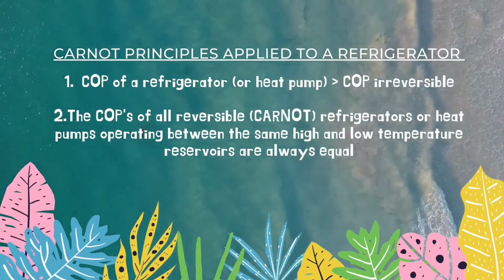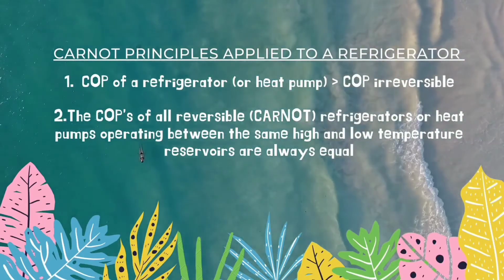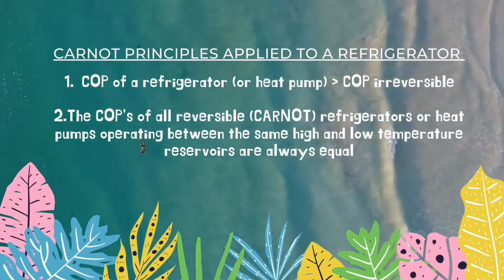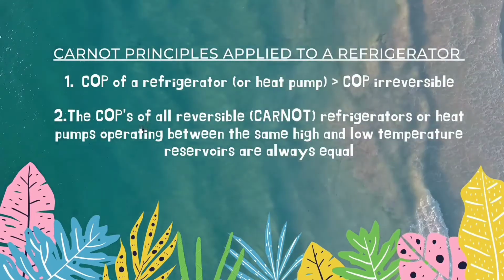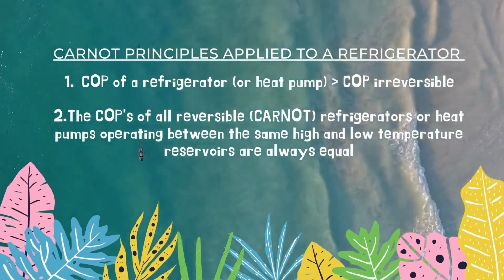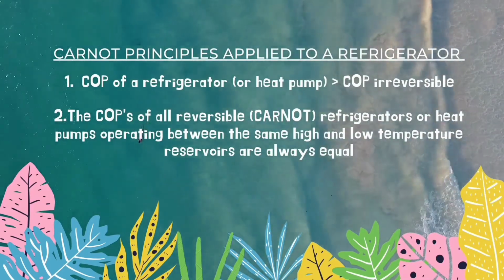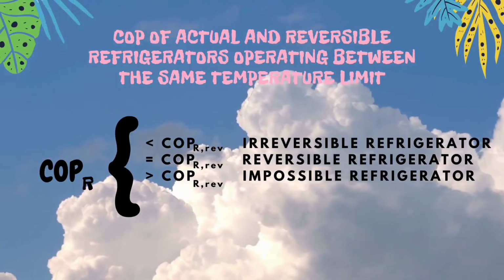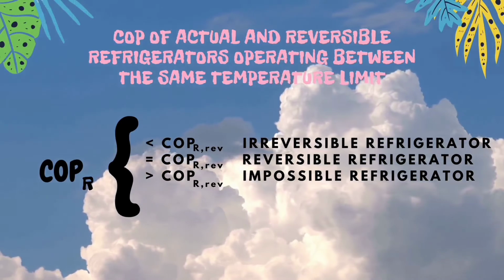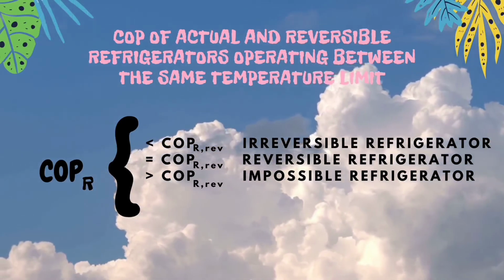Carnot principle applied to a refrigerator. The coefficient of performance, COP, of an irreversible refrigerator or heat pump is always lower than the COP of a reversible one operating within the same high and low temperature reservoirs, regardless of the type of device, working fluid, and so on. The COPs of all reversible refrigerators or heat pumps operating within the same high and low temperature reservoirs are always equal. The coefficient of performance of actual and reversible refrigerators operating within the same temperature limits can be compared like this. For a heat pump, we can replace all COPR in the comparison with COPHP.